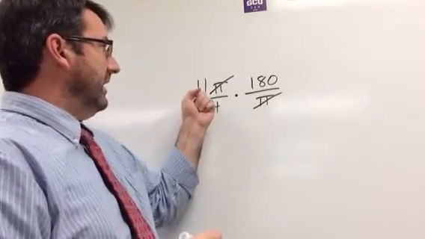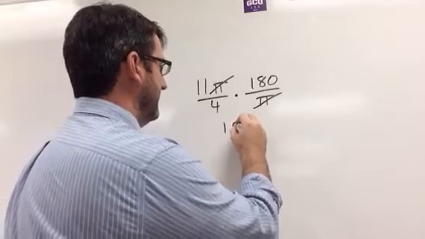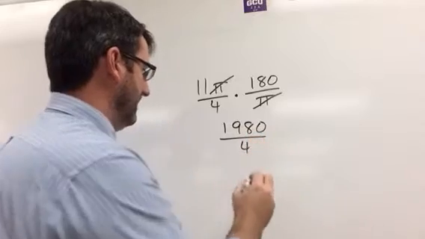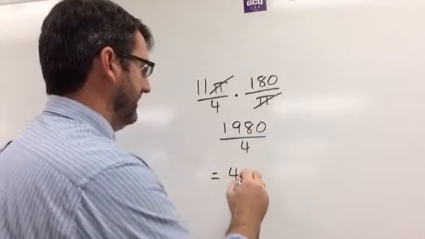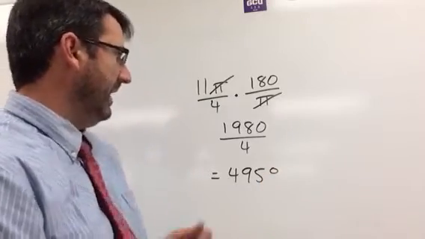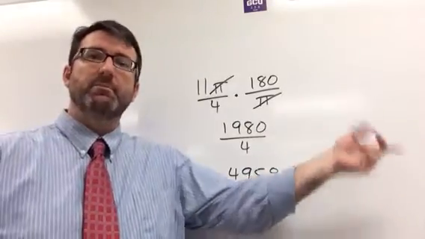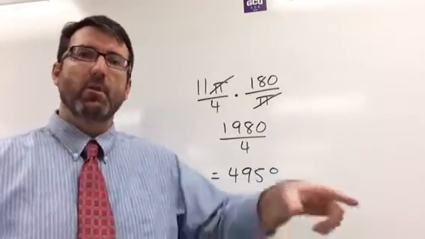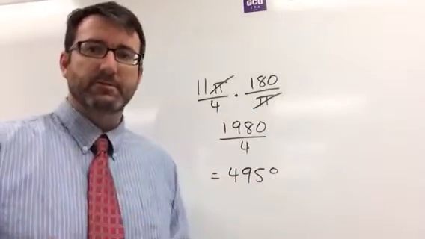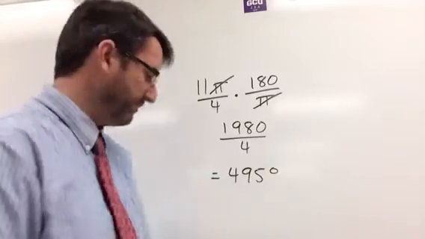right now. 11 times 180 is, let's see, 1980. And then divide that by 4, that's going to equal 495 degrees. Which makes some sense because 11 pi over 4 is bigger than 2 pi. So it's more than one rotation. And 495 degrees also is bigger than 360 degrees, so it's more than one full rotation around the circle.